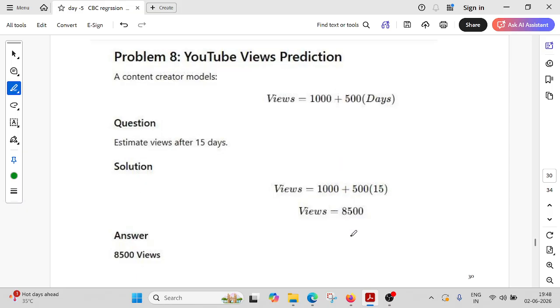Next, the 8th data set is YouTube views and prediction. A content creator models y equals a plus bx. The x value they have given is 15 days. The question: estimate views after 15 days. Substituting this x value into y equals a plus bx, you get 8,500 views for 15 days.